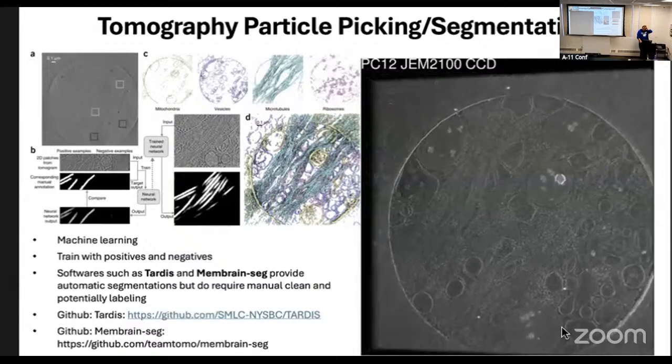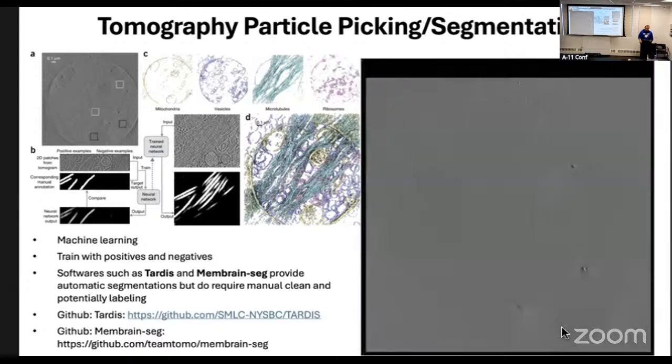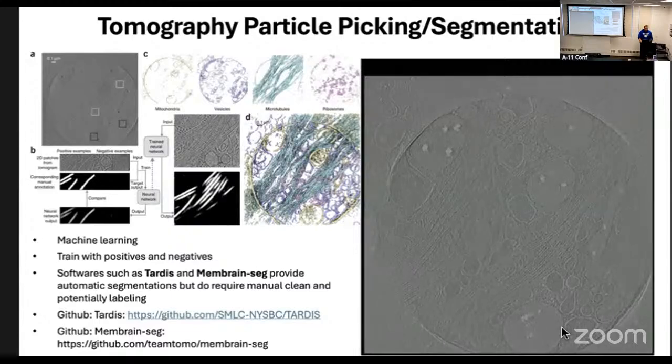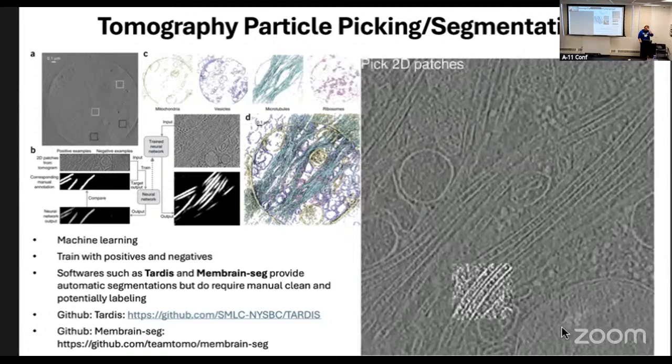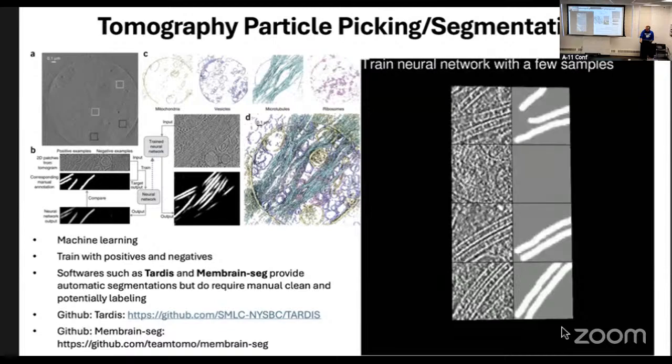And then, yep, so there are some different tomography particle picking and segmentation pipelines. One of the older ones has been EMEN2, where you select the positive and negative examples for what you want to segment. There are also softwares that came out. SMLC here just put out TARDIS, which is an automatic segmentation for filaments and membranes. MemBrain-seg is also a good one. That one gives you an initial segmentation. And yeah, I put the GitHubs there too.